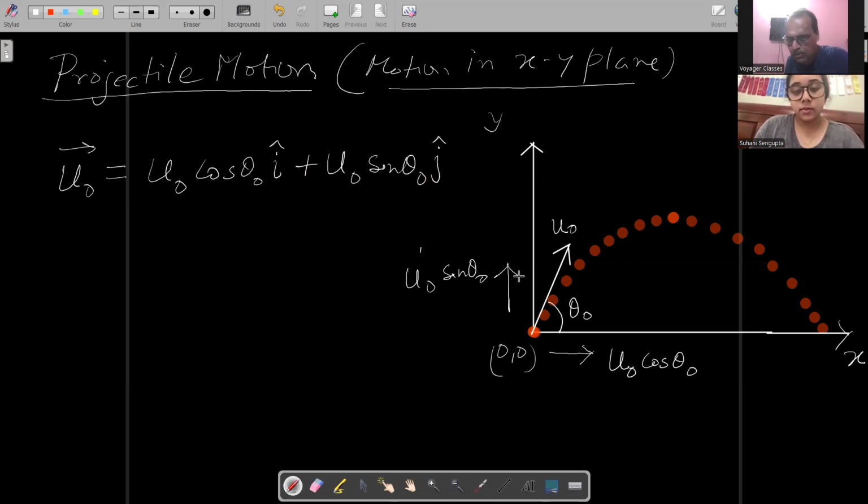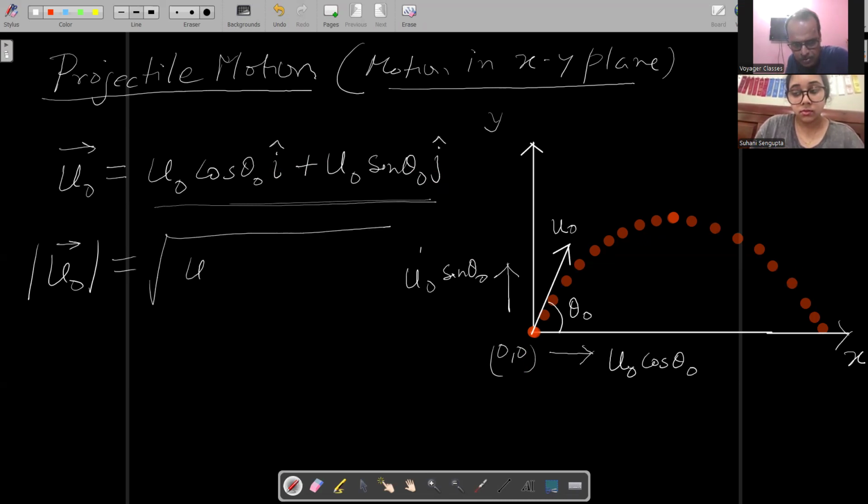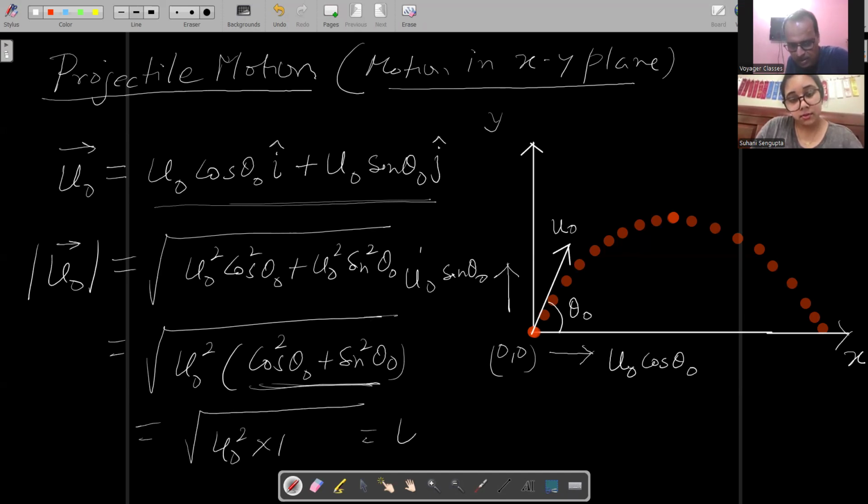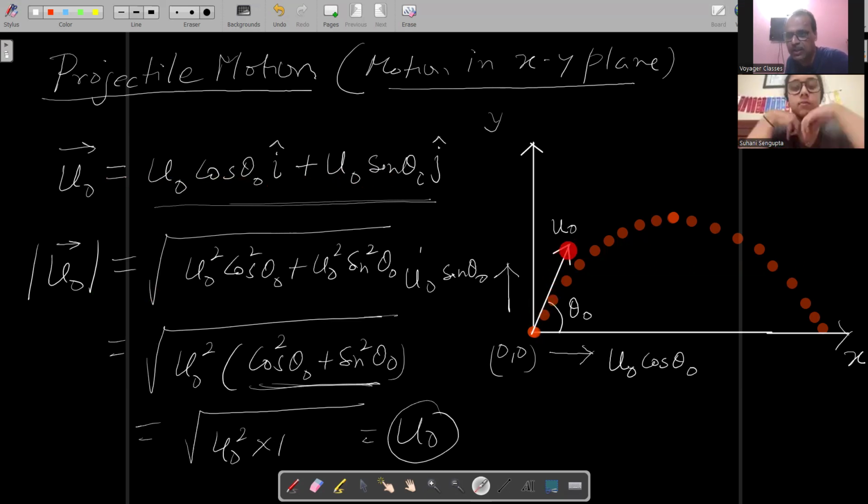Clear? Now, suppose anybody asks what is the magnitude of this velocity, now see how it comes. If you take the mod, it comes to the square root of u0 cos² θ0 plus u0 sin² θ0. Now, if you take u0² common, it comes to cos² θ0 plus sin² θ0, which is 1. So u0² into 1, that means it comes to u0. This is basically the vector representation, and this is basically the magnitude. That is the way we can represent u0, the magnitude of this velocity, in this form.